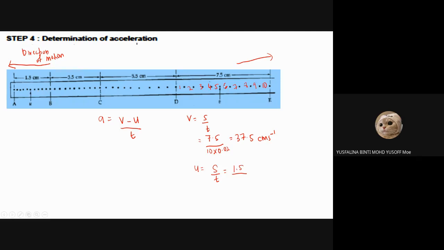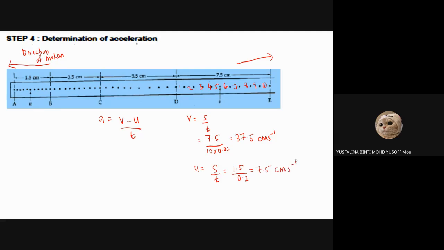So this one you don't need to calculate the time. You just use the time for V there. So that means 0.2. Can you calculate for teacher? 1.5 divided by 0.2 is? Yes, very good. 7.5. Okay, 7.5 cm s^-1.